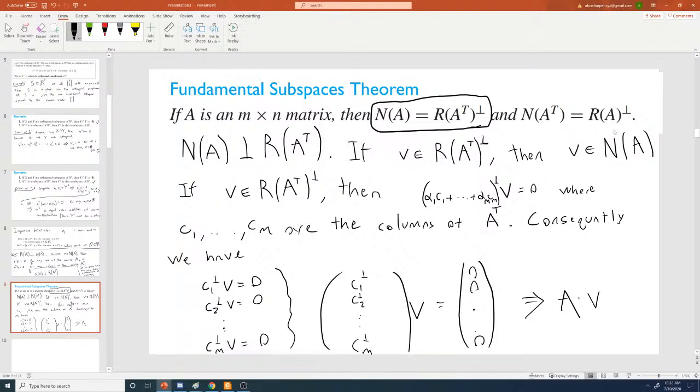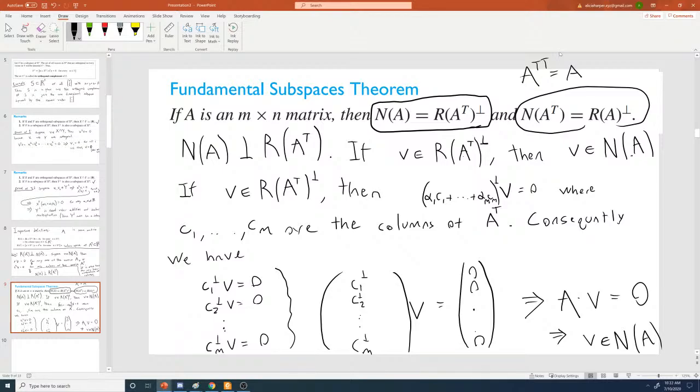This implies that A times V is equal to 0, which implies that V lies in the null space of A. So that shows that every vector in this space actually lies in this space. And the other direction follows from what I proved before. So in order to get the second result here, all you do is you take the first result and you replace A by A transpose, and you note the fact that A transpose transpose is just equal to A. So that completes the proof of the fundamental subspaces theorem.